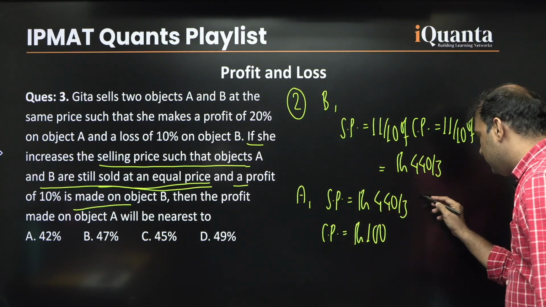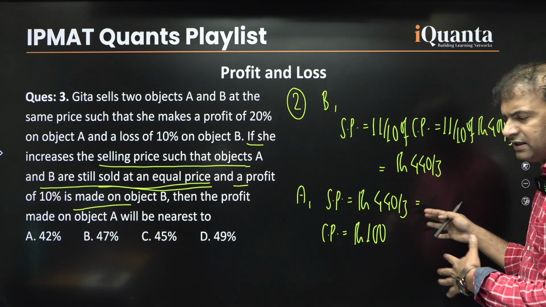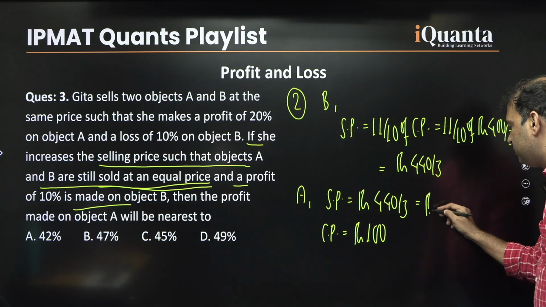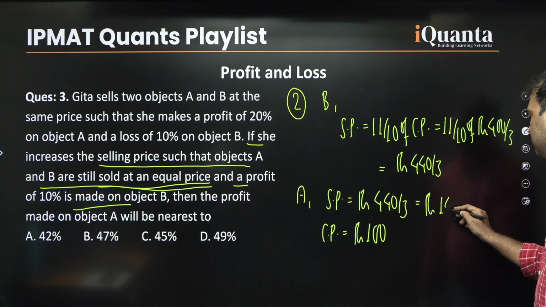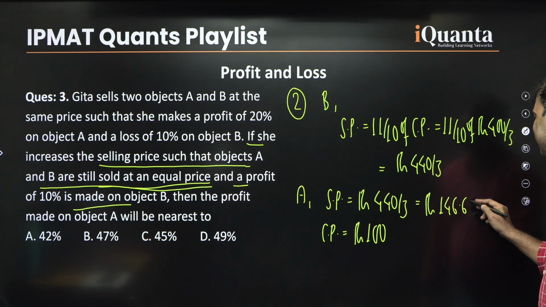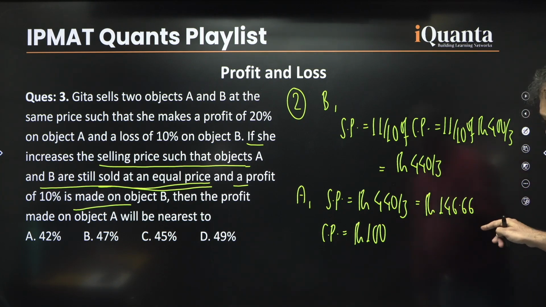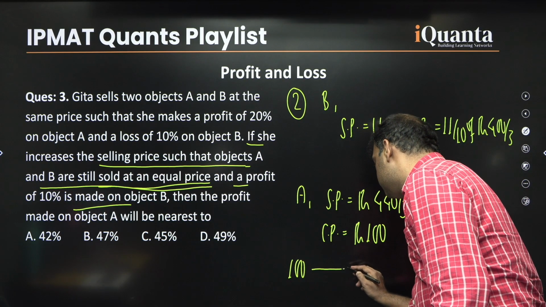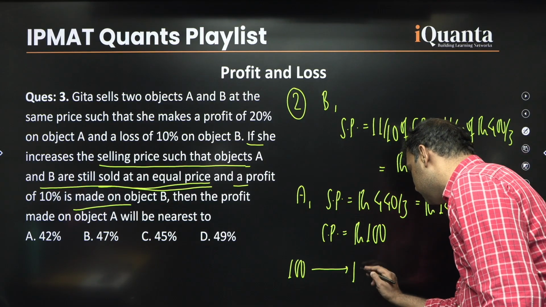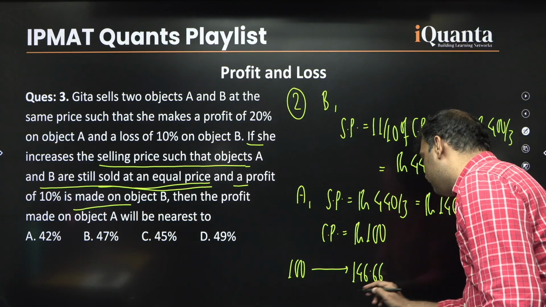We can do one thing, we can find this value in decimal, right? It should be how much? It should be 440 by 3, right? So 1, and then 4, and then 6.66 something, right? This is 146.66 something, simple, right? So cost price being 100, okay, and selling price being how much? 146.66. And in the end, we have to find the profit or loss percentage.